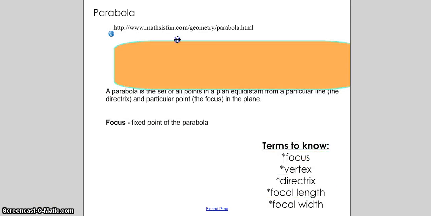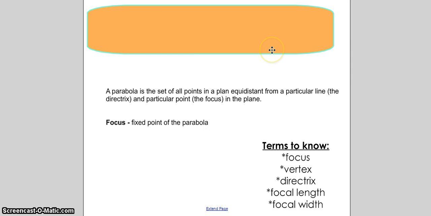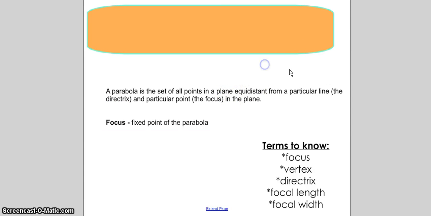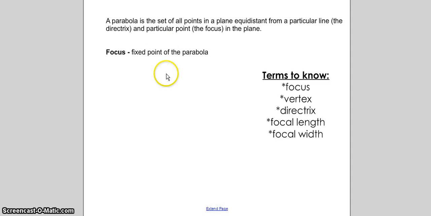So here's the definition of a parabola, and this is something that's going to eventually go onto your reference sheet. A parabola is the set of all points in a plane, let's add that really quick, in a plane, equal distance from a particular line, which we call the directrix, and a particular point, which we call the focus, in the plane. The focus is a fixed point of the parabola.